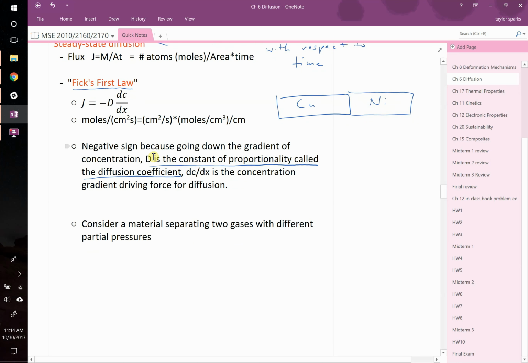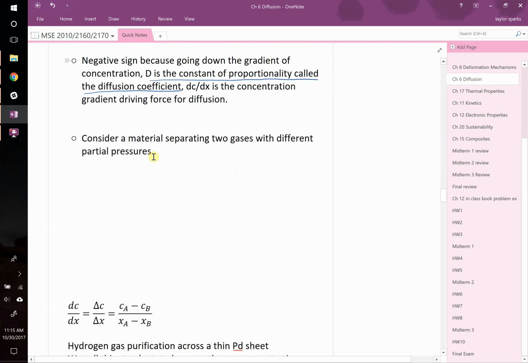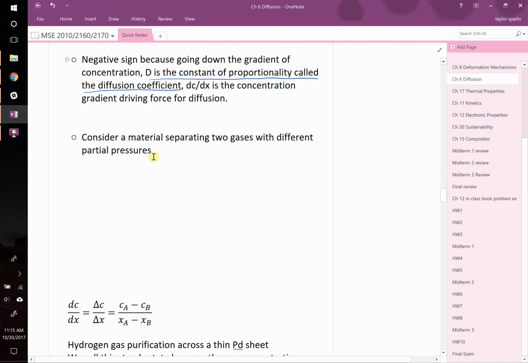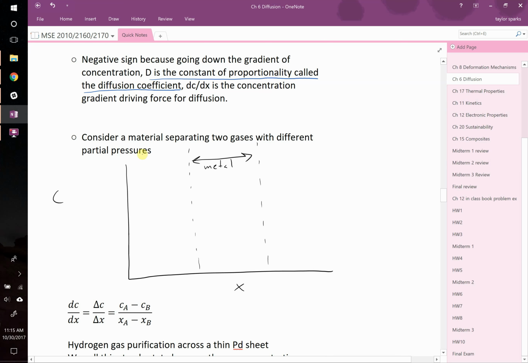Okay? So now let's consider a material that's separating two different gases with different partial pressures. So we're going to draw our axes like this. We're going to draw concentration on the vertical axis, and on the horizontal axis, we're going to draw position, right? So let's say that this is your sample. So this whole region here, let's call it a metal. And then over here, on the left-hand side, you're going to have a different pressure than on the right-hand side.